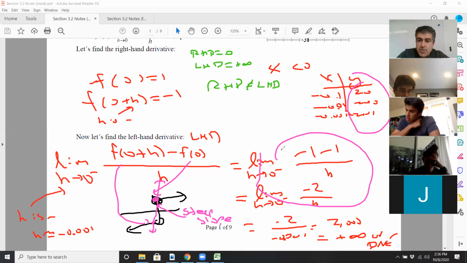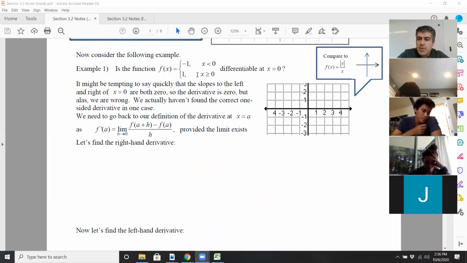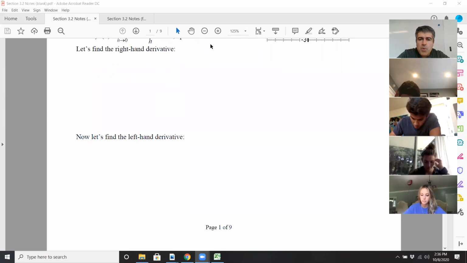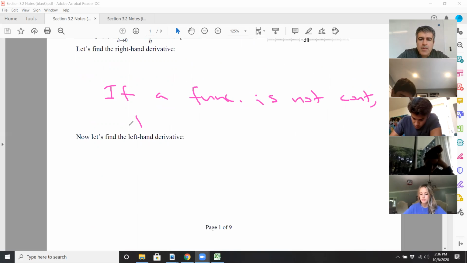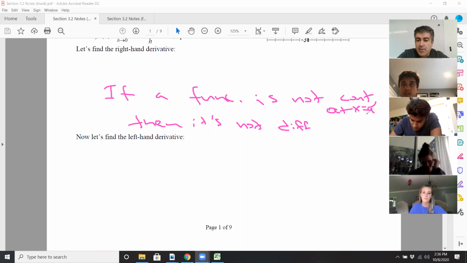So we now have deduced, because it was pretty clear that our graph was not continuous for this piecewise function, right? Yes, f of 0 existed, but the limit did not exist. It was in fact a jump discontinuity there. So what we've deduced is that if a function is not continuous at x equals a, so at some particular x value, then it's not differentiable at x equals a. So a in this case was 0.